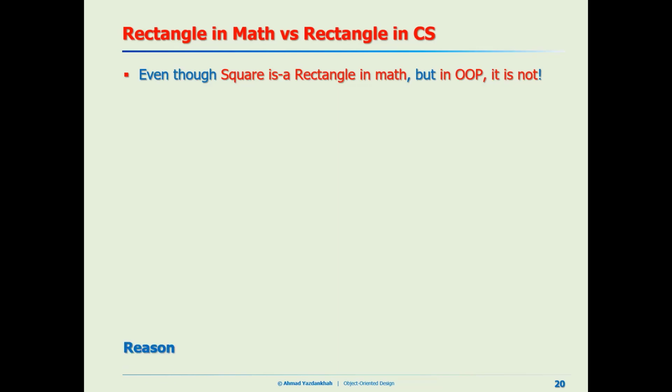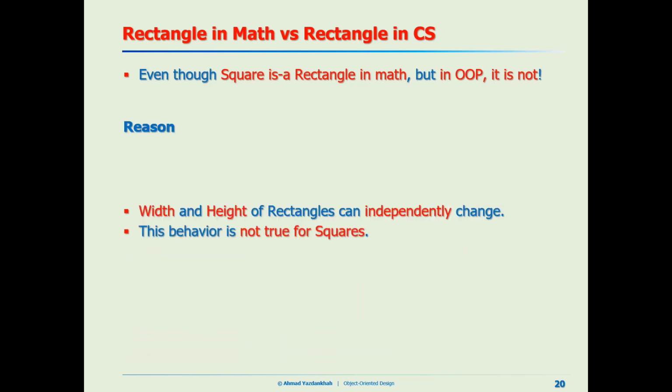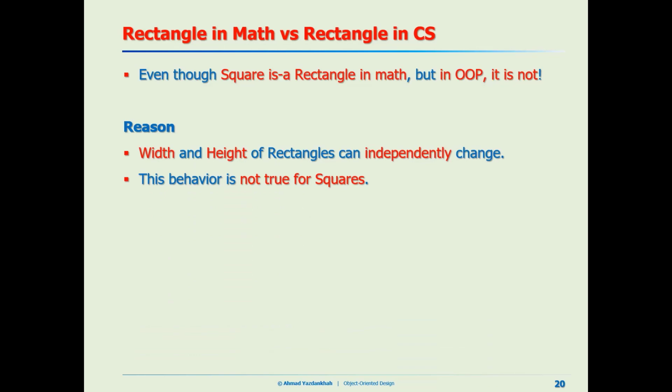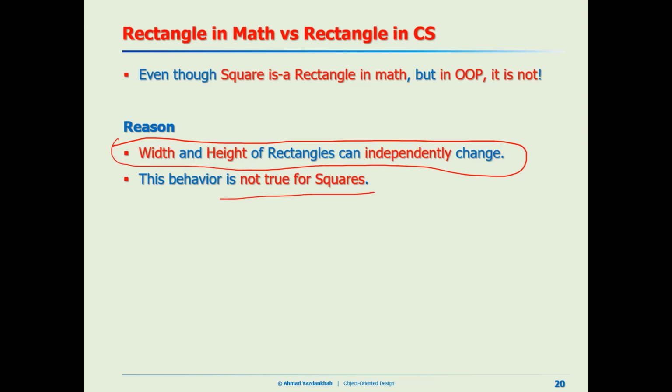Why is that? Because in computer science, we can add such methods that I just explained, but in math we cannot do that, right? And scientifically or mathematically, if we want to explain that, we would say the width and height of a rectangle can independently change, but this is not true for squares, right?